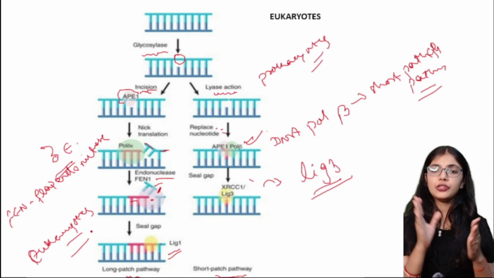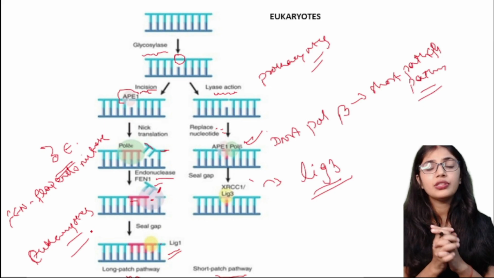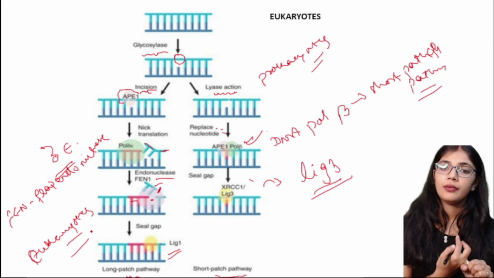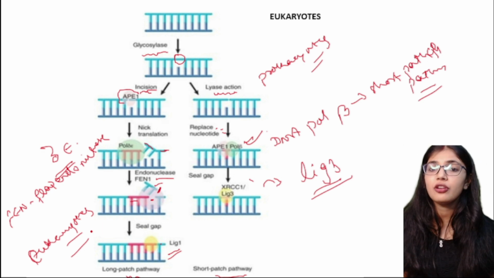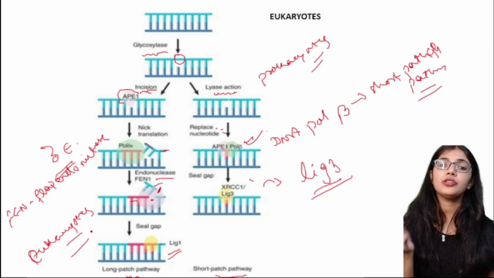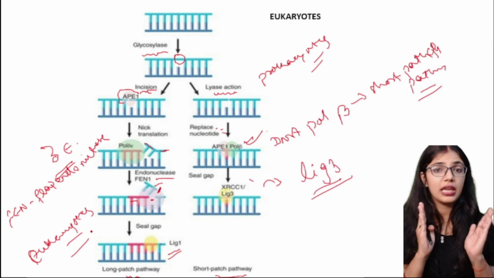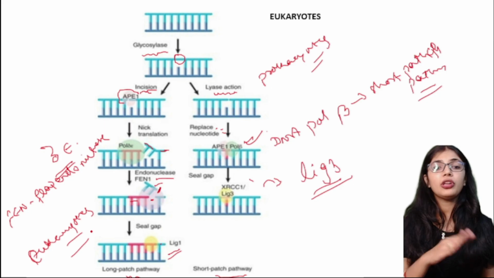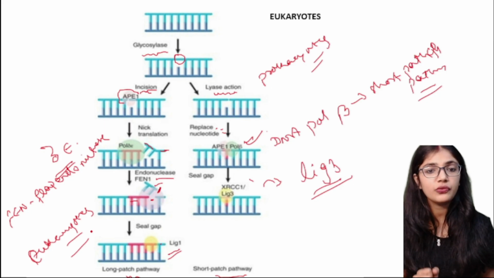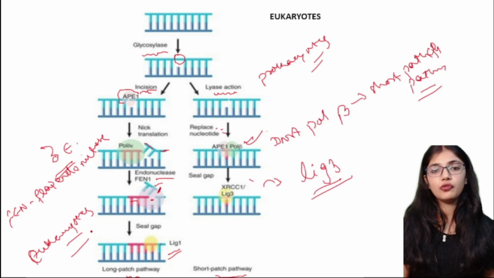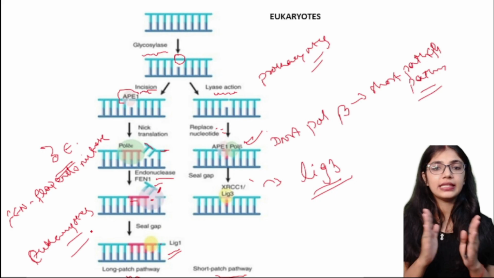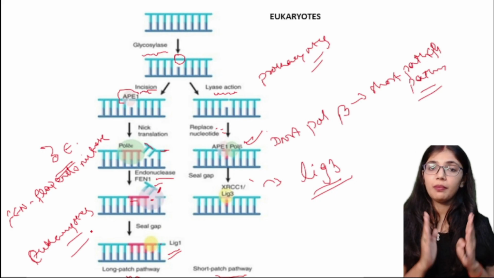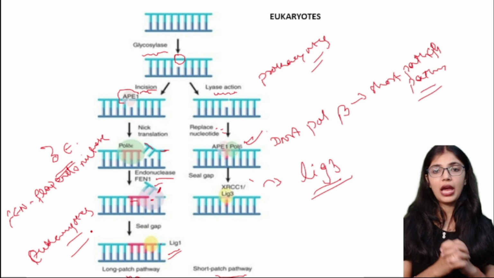So what happens in case of prokaryotes? The AP endonuclease as well as the DNA polymerase 1 were working. In case of eukaryotes, DNA polymerase beta is working, and for resealing Lig3 is working. In the long patch or incision pathway, for filling the gap, DNA polymerase delta and epsilon are working. For removing the flap, FEN1 endonuclease is working, and for sealing the gap, Lig1 is working. This was all about the base excision repair pathway in prokaryotes and eukaryotes.